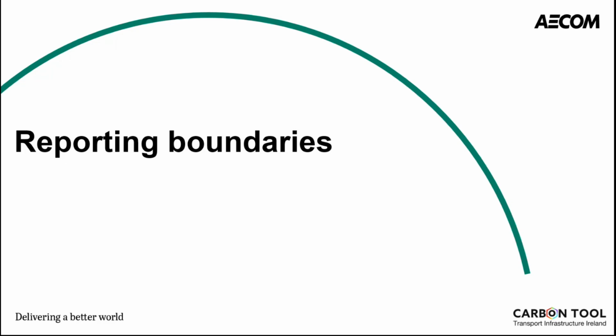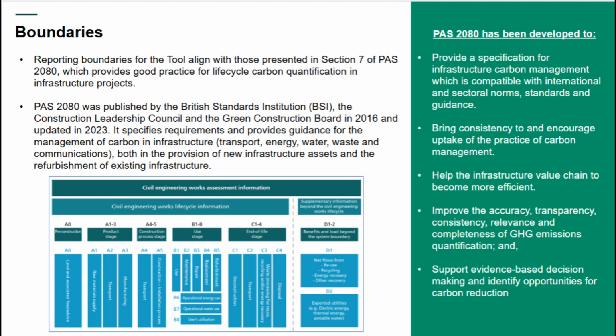Reporting boundaries. The tool has been designed to align with the boundaries of those presented in PAS 2080, which provides good practice for lifecycle carbon quantification in infrastructure projects. PAS 2080 was published in 2016 by those mentioned on the slide. It specifies requirements and provides guidance for the management of carbon in infrastructure, whether that is for new infrastructure assets and/or the refurbishment of existing. The diagram shown demonstrates how PAS 2080 breaks down carbon emissions across the life cycle of a scheme into different modules.